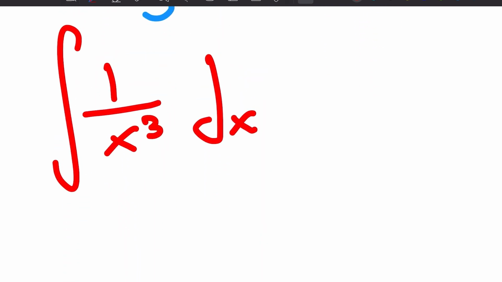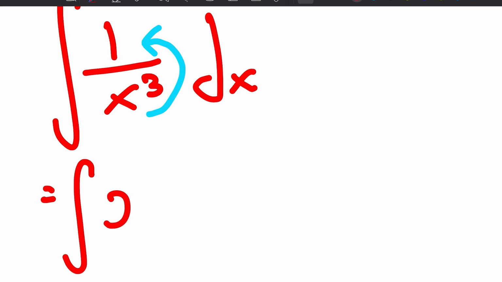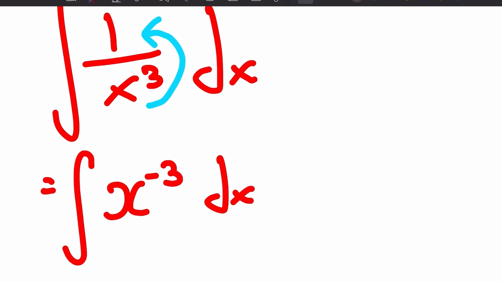So, the integral of 1 over x cubed with respect to x. What we'll do first is bring this power, well, bring this down here and put it up to the top. So we'll bring this power up here, and by doing that, we just have to change the power, right? So it's going to be equal to the integral of x to the minus 3 dx.